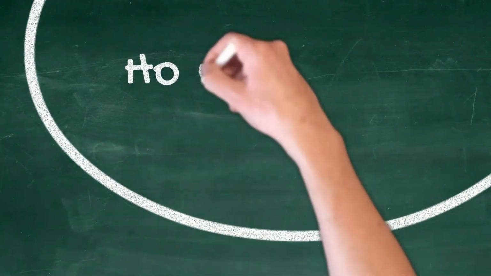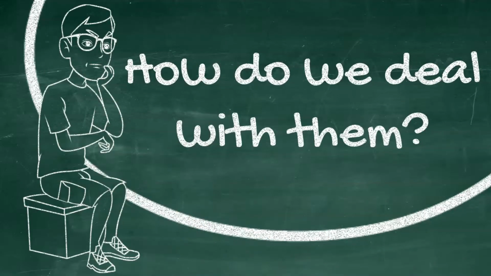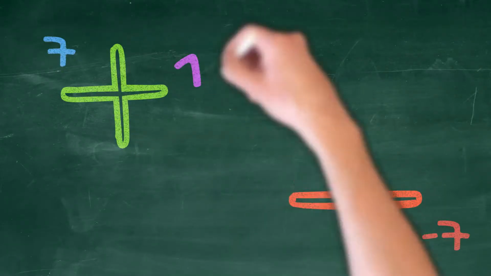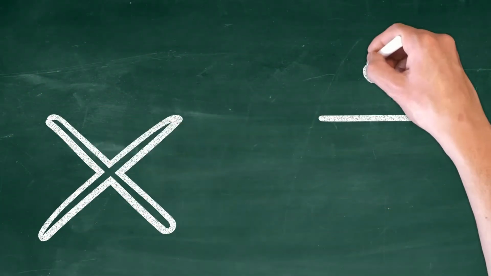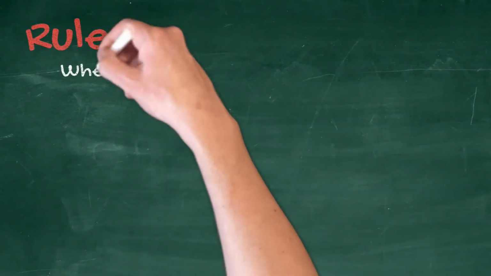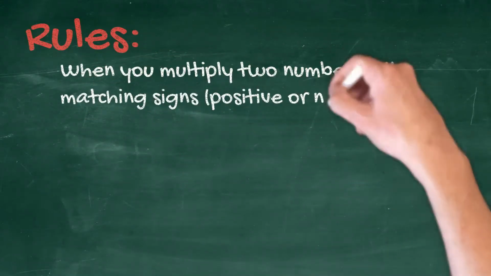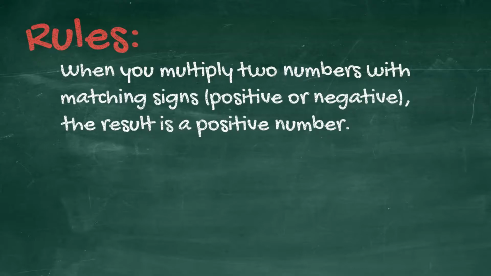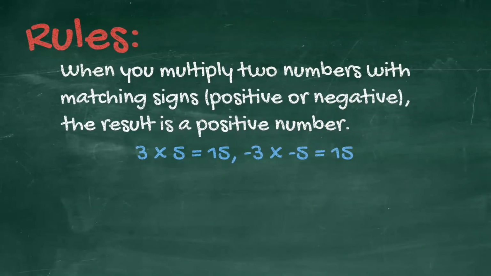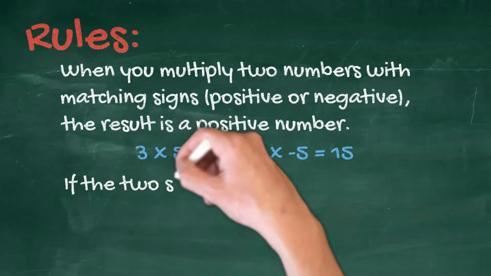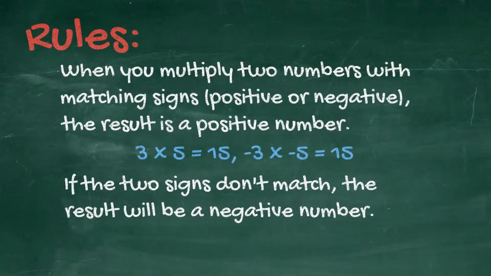Negative numbers probably seem a little daunting, so let's talk about how we deal with them. We need to know how to perform operations with combinations of positive and negative numbers. We've had some practice with addition and subtraction, so let's take a break from that and look at multiplication and division. Here are some rules to help. When you multiply two numbers with matching signs, whether they are both positive or both negative, the result will be a positive number. 3 times 5 equals 15, and negative 3 times negative 5 equals 15. If the signs don't match, the result will be a negative number.